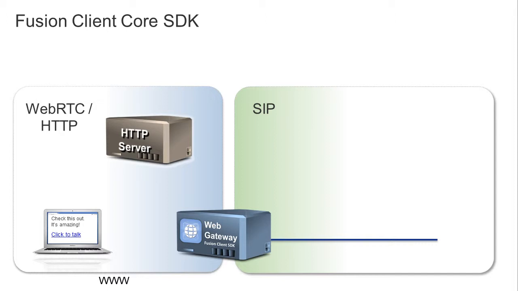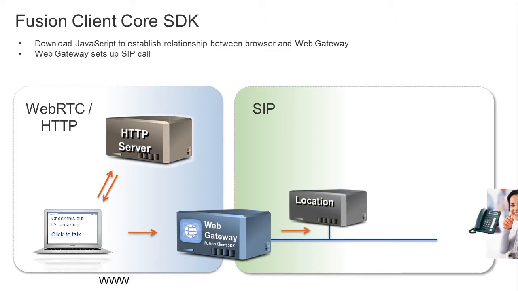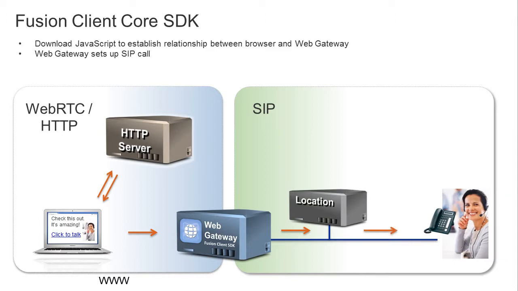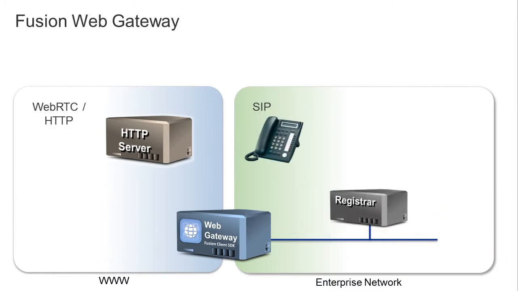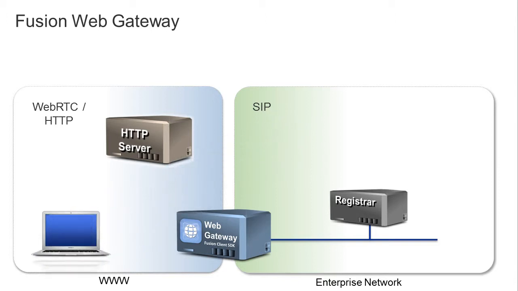Simply clicking the URL downloads application JavaScript to my browser and creates a relationship with the web gateway. It then calls out over SIP to set up the call. Simple. Now, it might be that I'm an enterprise user away from the office today, but keen not just to make calls, but make and receive calls direct to and from my browser.